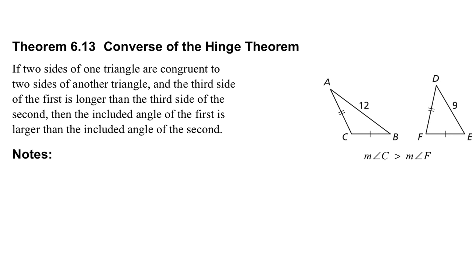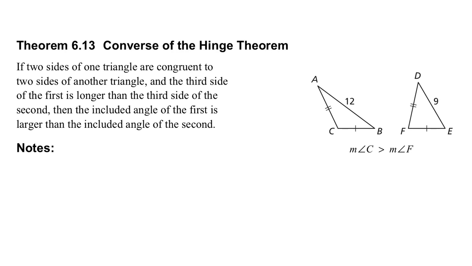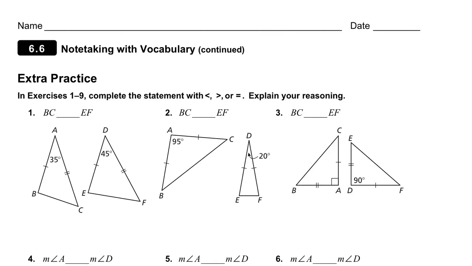The converse here says if two sides of one triangle are congruent to two sides of another. So again, we're starting with the sides. This now says, hey, if we have the two sides that are congruent, look at that third side. The larger side is going to go with the larger of the two angles. So since 12 is larger than 9, angle C is larger than angle F. So that is your hinge theorem and the converse of the hinge theorem. So let's get this into use.